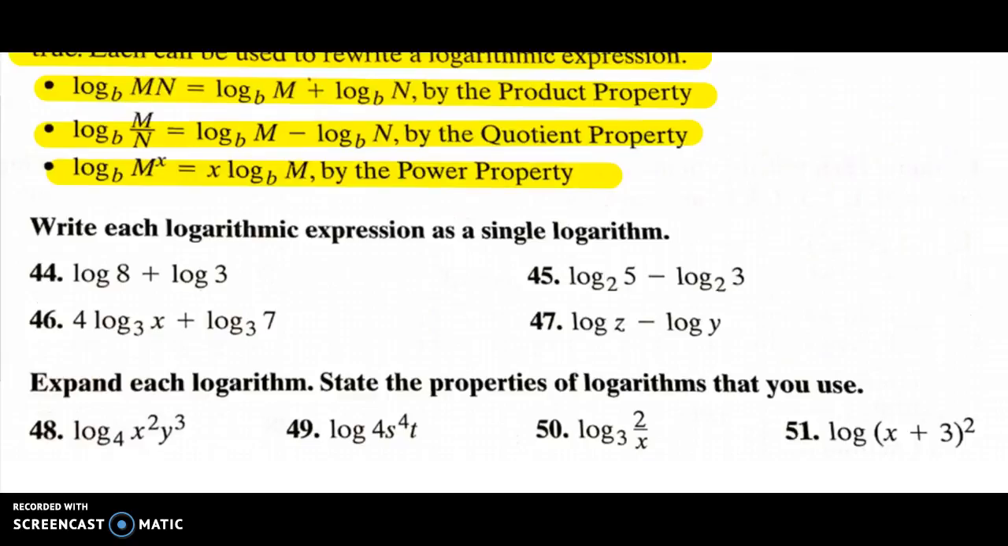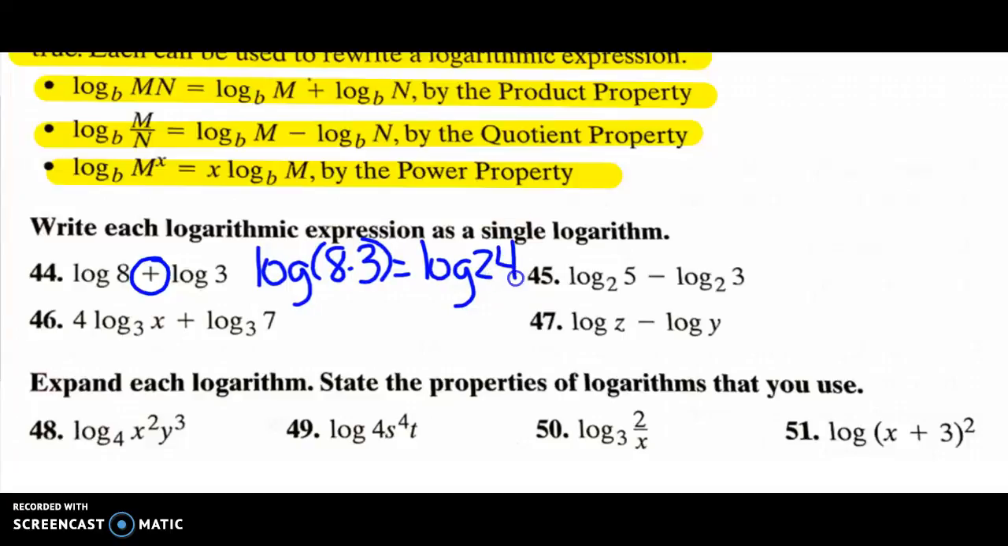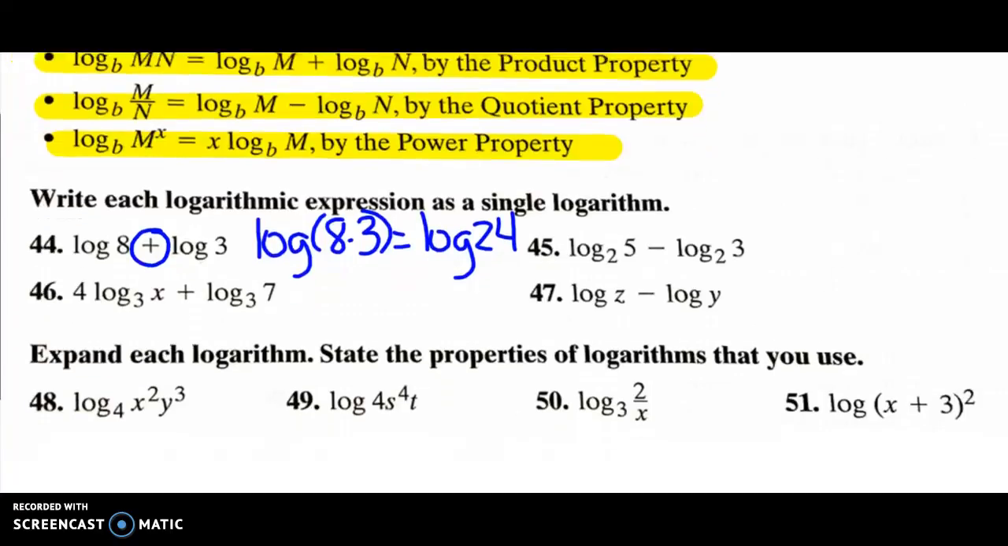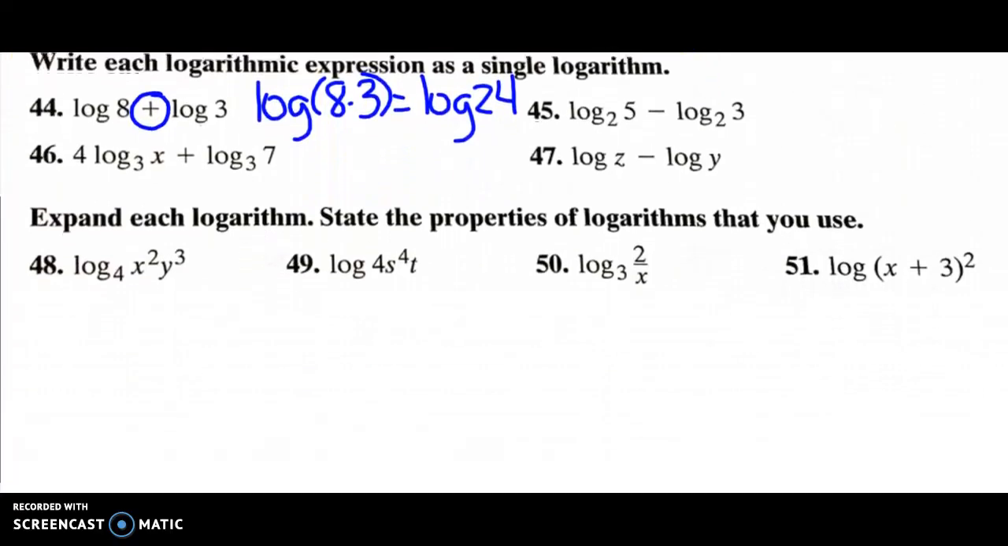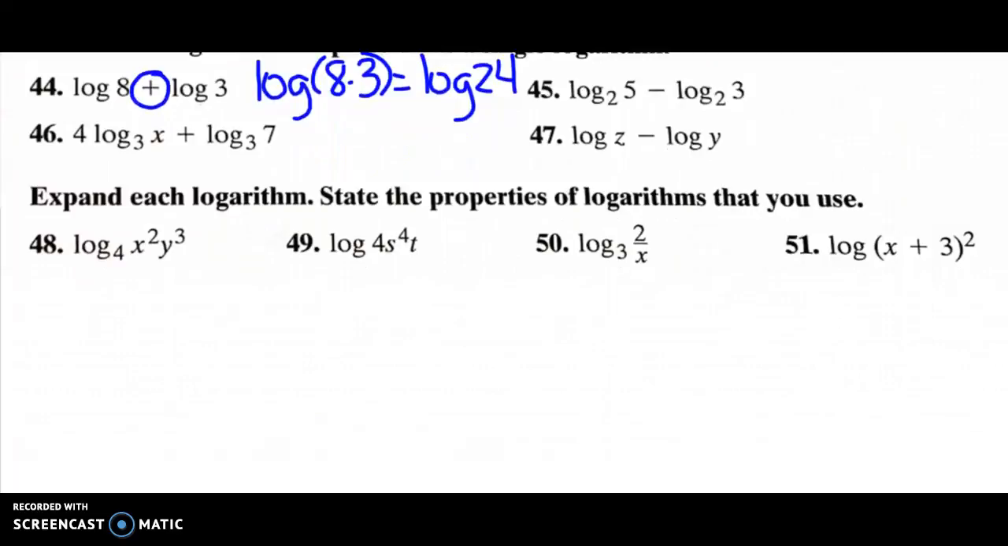Okay, so I'm going to do one of them. Let's pick a different color. Let's do number 44. These two are being added, so I'm going to multiply those numbers together. It's going to be log of 8 times 3, which is equal to the log of 24. Again, the answers are on the end of this file, so you can check the rest of them after you practice them.